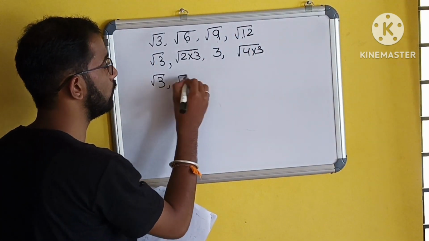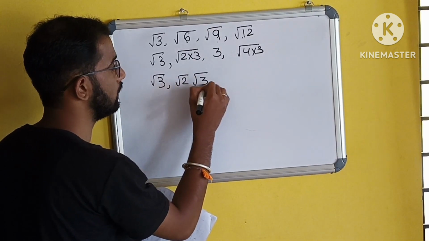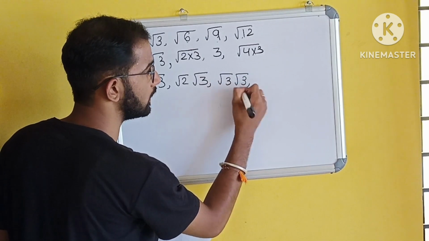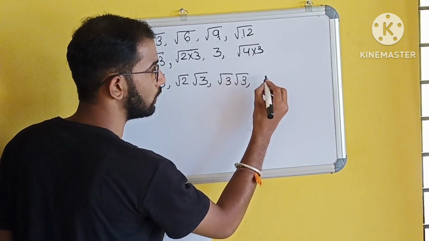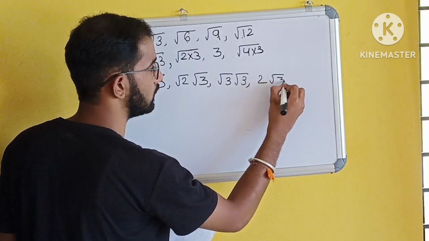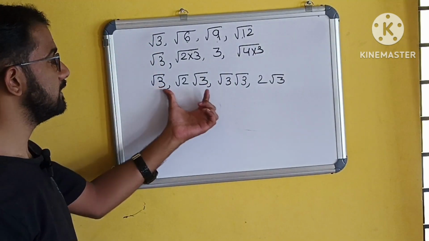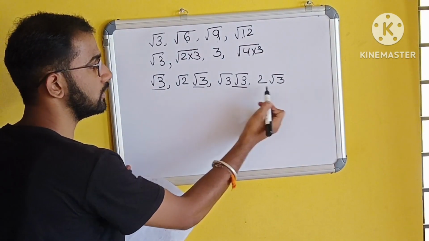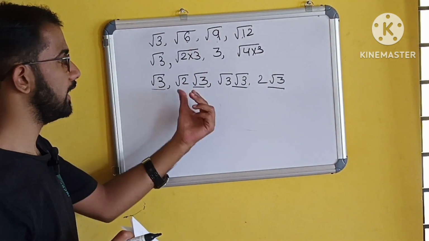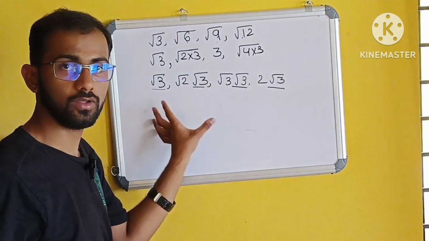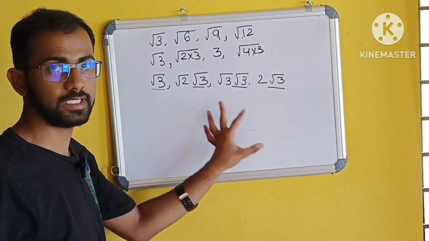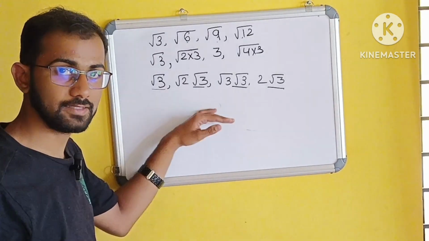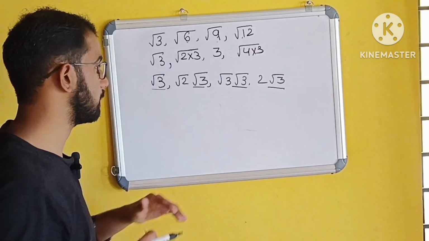Root 2 into root 3. So 3 can be written as root 3 into root 3. Here square root of 4 is 2, so 2 root 3. So this is the simplified form. See here: root 3, root 3, root 3, root 3. From this we have simplified the terms so that all the terms have root 3 in the sequence. So now it is easy to find out whether the given sequence is in arithmetic progression or not.